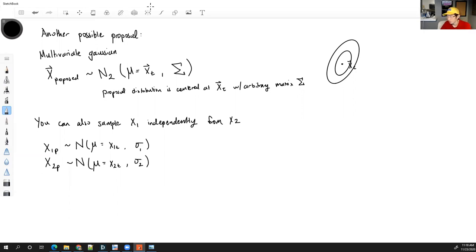Okay. And so in that case, your normal distribution is basically the product of two independent Gaussians where the major and minor axes of these contour ellipses are parallel to the x1 and x2 axes.